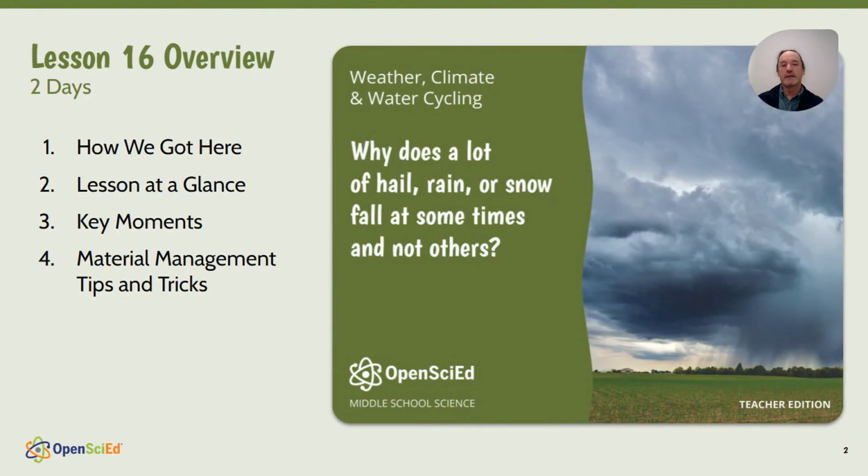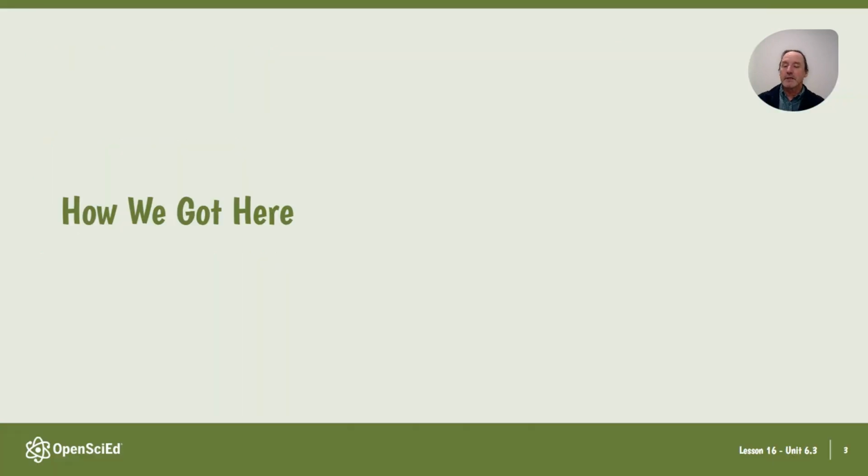I'm an OpenSciEd teacher and facilitator in Connecticut, and I'm here to share with you lesson 16 of the weather unit, which focuses on the question: how do warm air masses and cold air masses interact along the boundaries between them? It's a really intriguing lesson, especially if you enjoy math and graph analysis, which are both heavily featured on day 2. Enjoy them. Let's chat for a moment about how we got here.